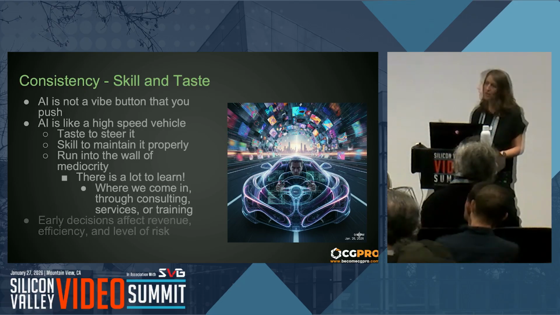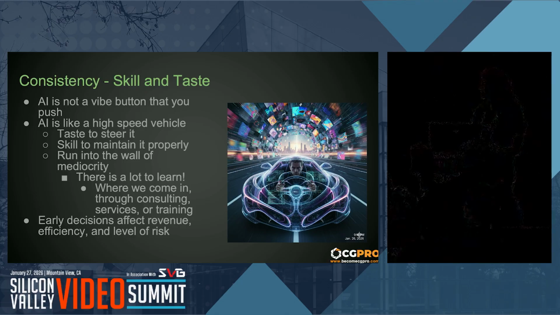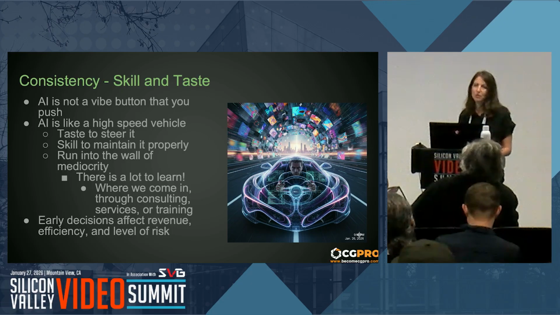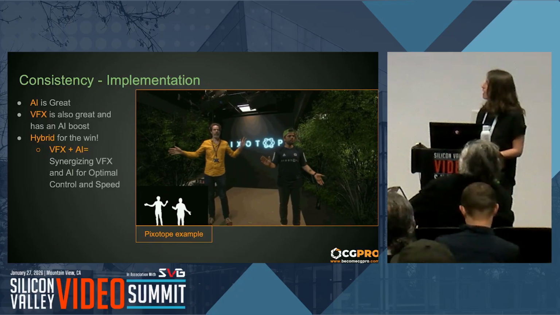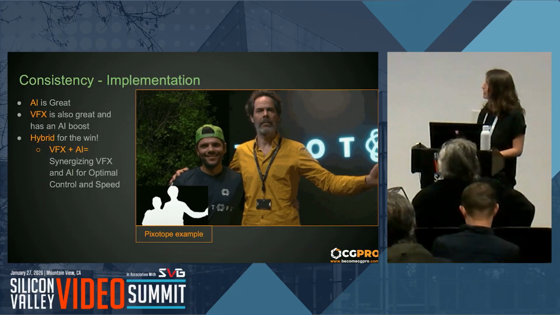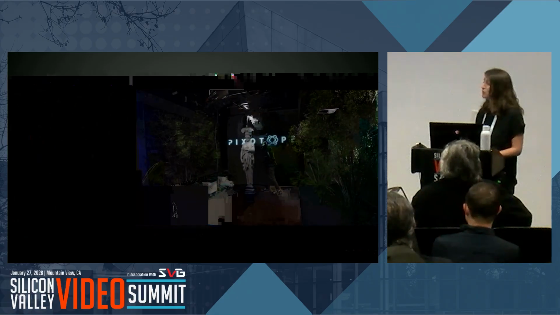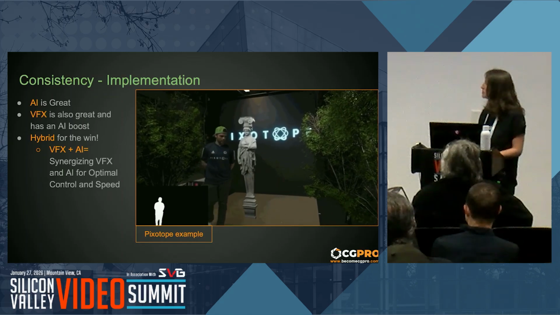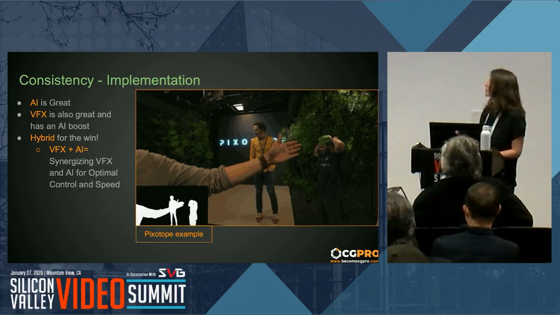And then another thing is early decisions affect revenue efficiency and level of risk. And in the example I just gave you, there are different kinds of risk. So mitigating risk is a really important thing early on in your project. And I will say AI is great when you're doing visual stuff. VFX is also great, and it gives it an AI boost. And the hybrid of the two can give you a lot of optimal control and speed.